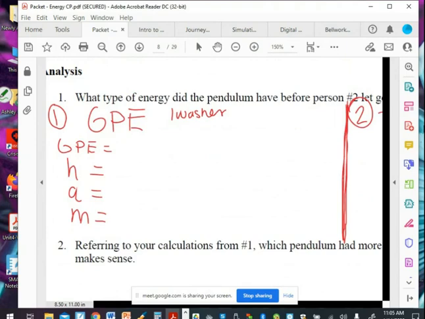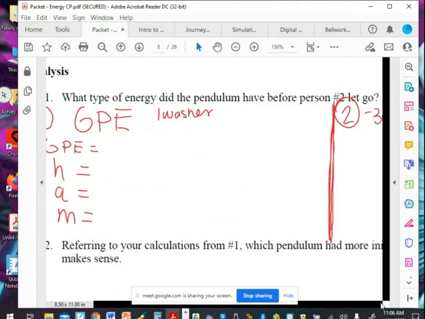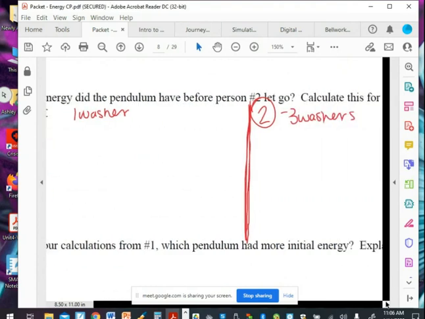So GPE, H, A, and M. Now I can actually do the same thing right away over here under number 2. So GPE, because I'm going to use the same equation. H equals, A equals, M equals. Okay. So write small, because we have lots of info in here.